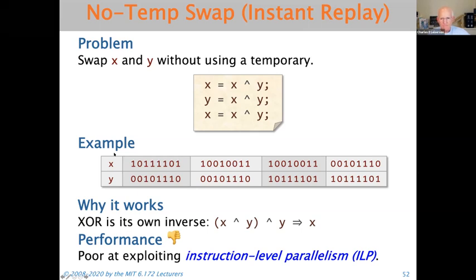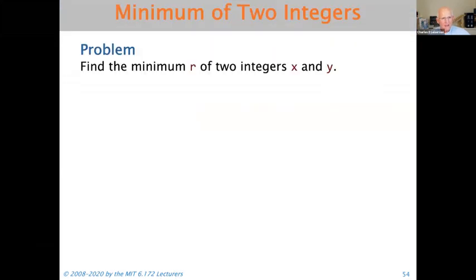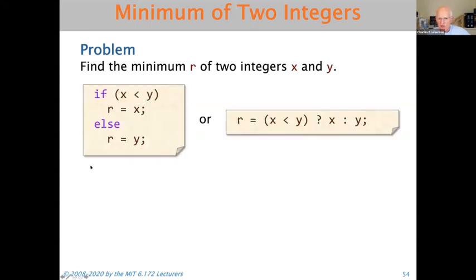So, let's learn about code branching. Let's find the minimum of two integers x and y. There are two standard ways of writing the code in C.